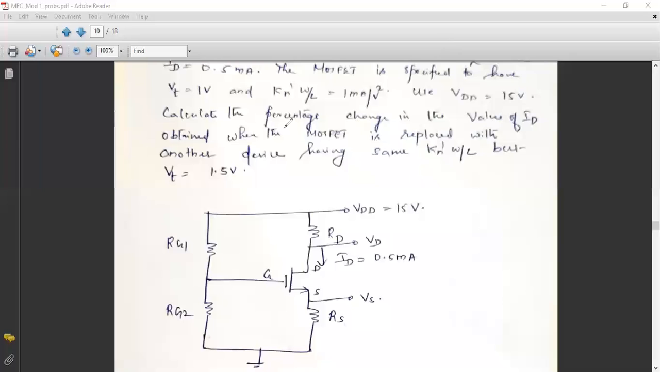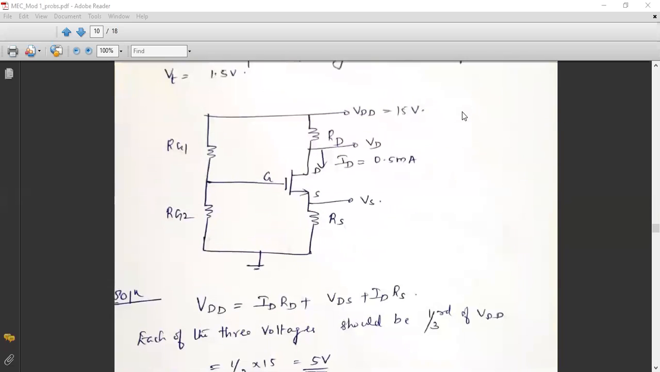We have to calculate the percentage change in the value of ID. Initially, the current was 0.5 milliamps. Now, after replacing this device with a new MOSFET having the same aspect ratio, that is, there is no change in the aspect ratio or in K' W by L, but the new device has a threshold voltage of 1.5 volt. So that will reflect on the drain current. This change in threshold voltage will definitely change the drain current, so we have to find the percentage change in the value of the drain current. I hope the question is clear for you. Already you have taken down the question.